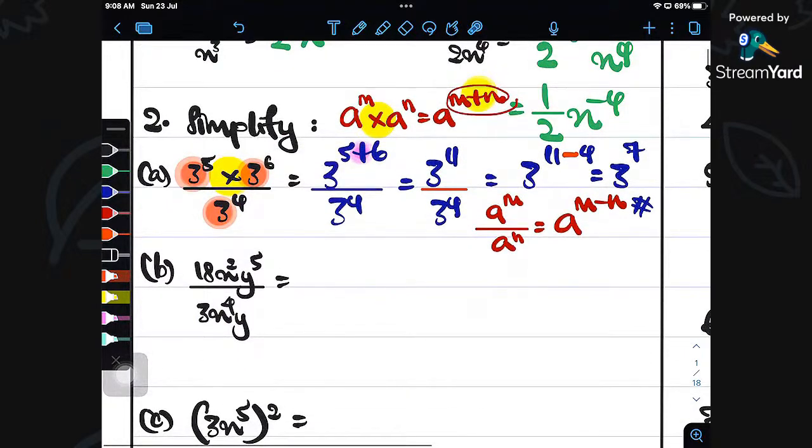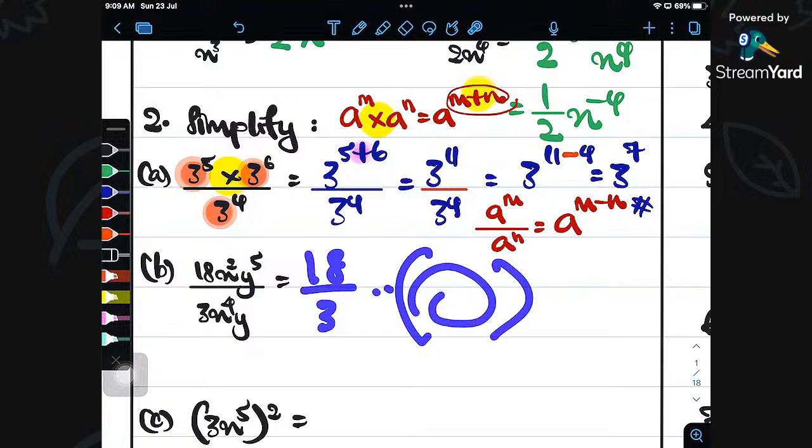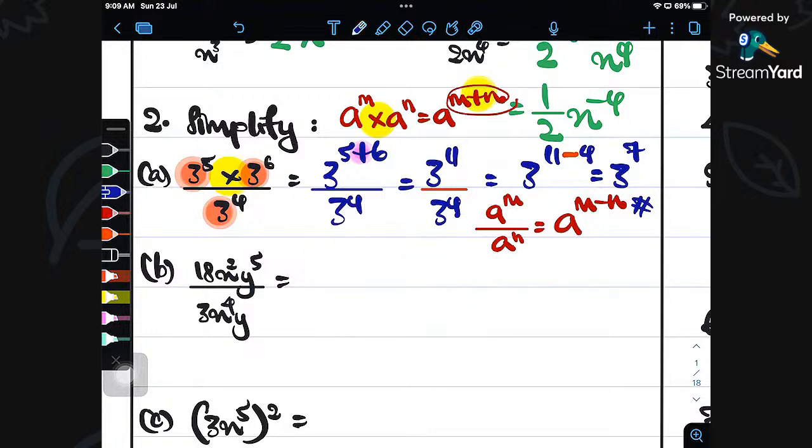Okay, so now let me go to the next example, which is 18x squared y times y to the power of 5 divided with 3x to the power of 4 times y. So what I can suggest you is that you separate number with a number, and you separate the numbers, and then you write down the alphabets besides them. Okay, so it's gonna give you 18 over 3 times with x to the power of 2 minus 4.